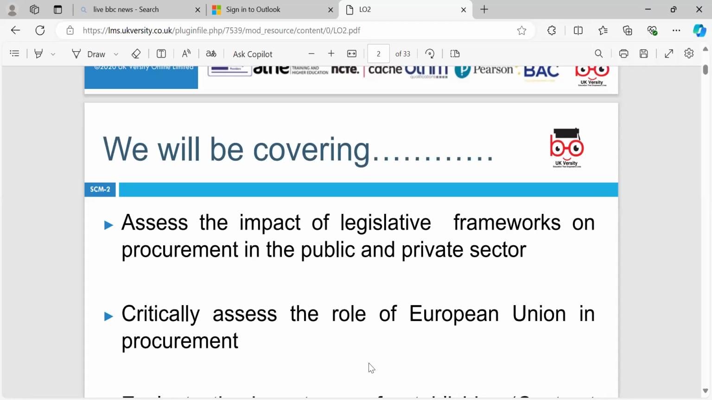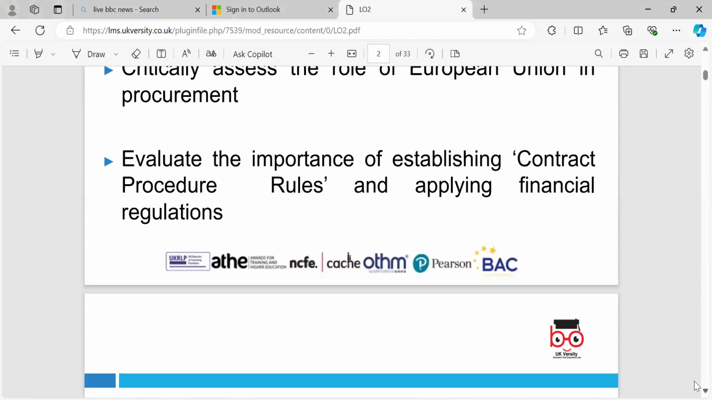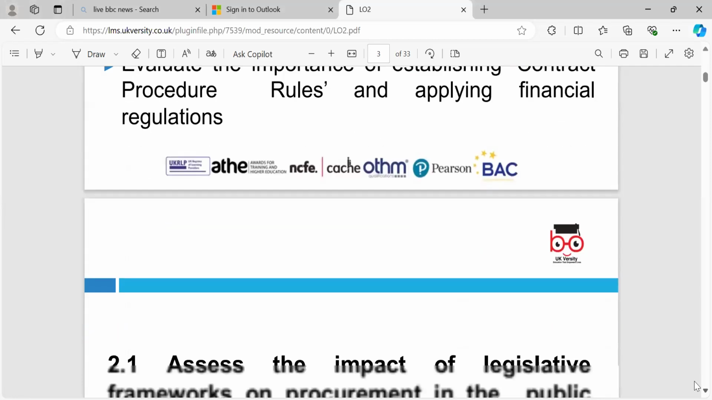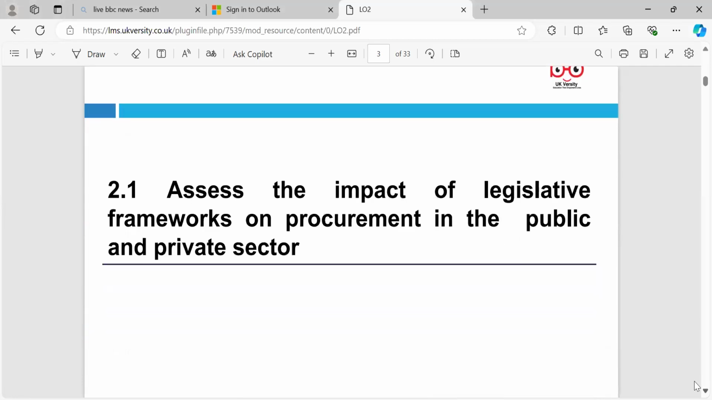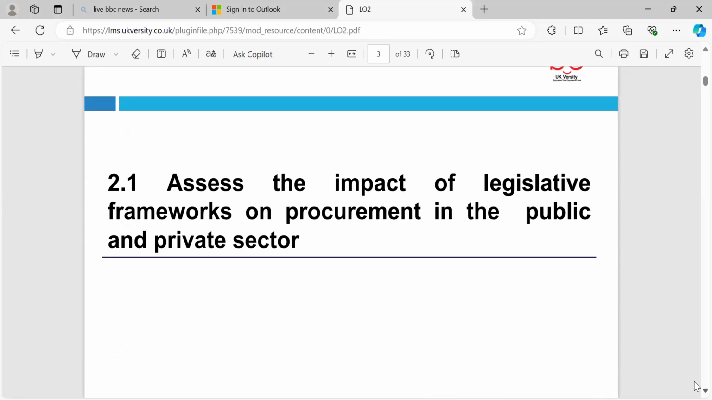Assess the impact of the legislative framework on procurement in the public and private sector. Critically assess the role of the European Union in procurement. Evaluate the importance of establishing the contract procurement rules and applying the financial regulation. So we have assessment criteria 2.1, where we assess the impact of the legislative framework on procurement in the public and private sector.